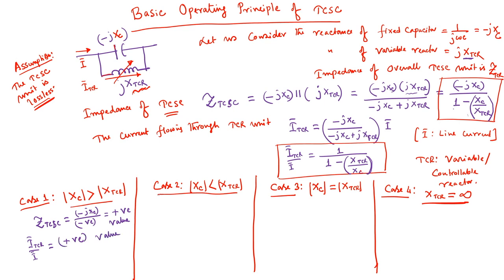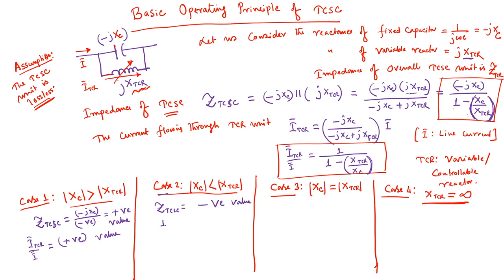Now, what will happen in case 2? In case 2, ZTCSC would be equal to, since XC is lower than XTCR, the ratio of XC to XTCR would definitely be fractional. So, 1 minus this would be fractional. In the denominator, we will have a fractional but positive quantity, and in the numerator, we have a negative quantity. Therefore, ZTCSC will have a negative value.